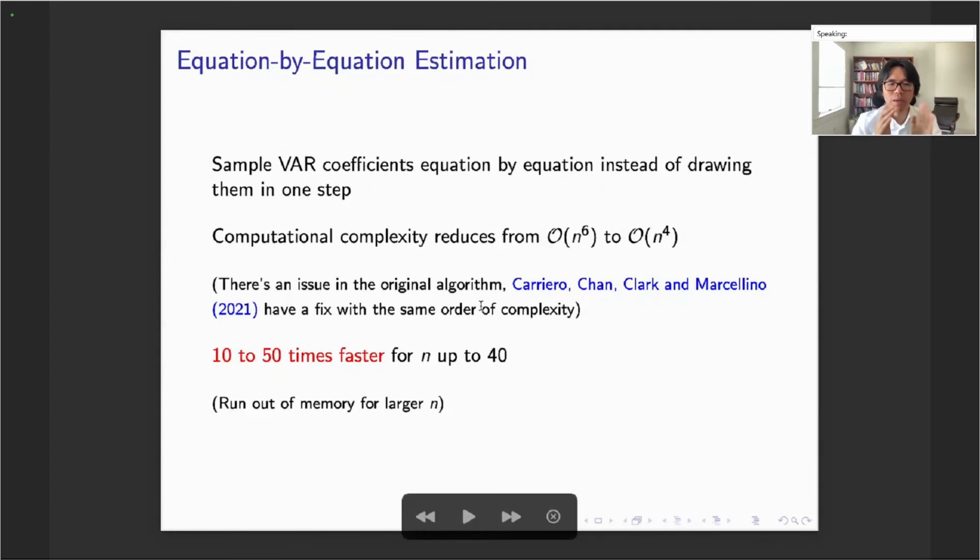There's an issue in the original algorithm in the CCM paper, but we have written a correction to fix it.